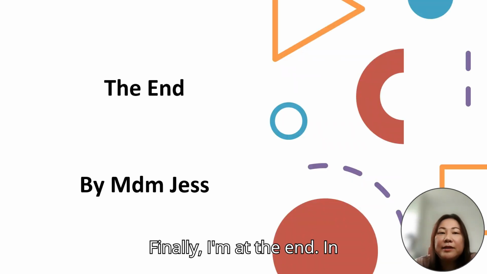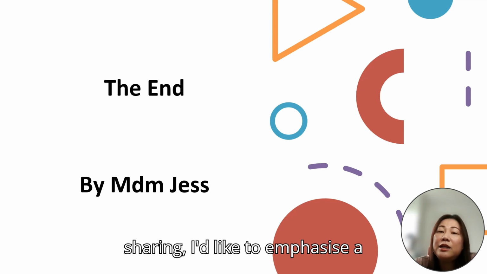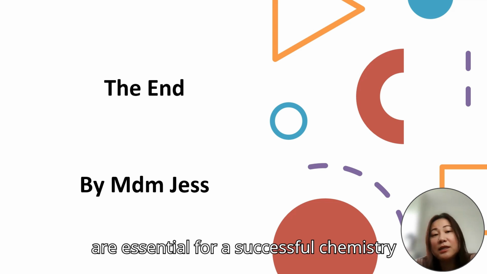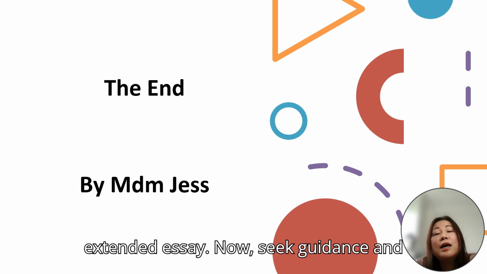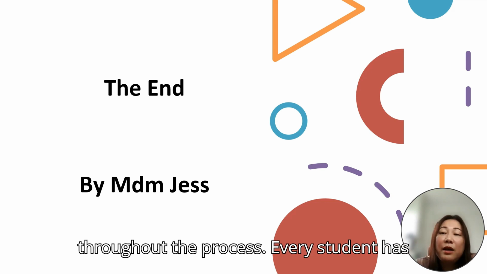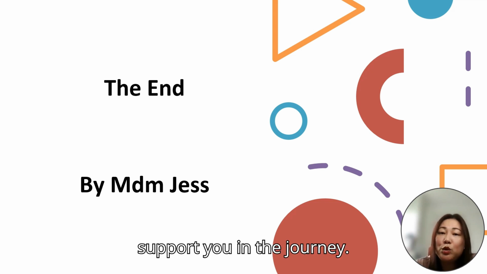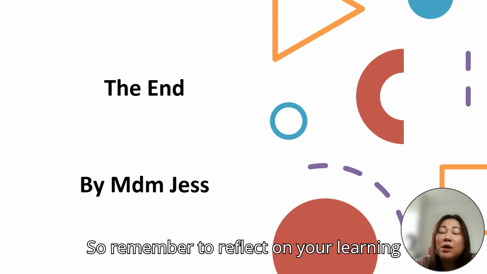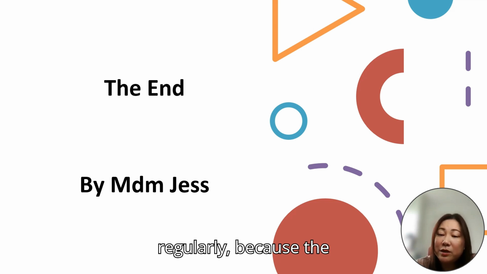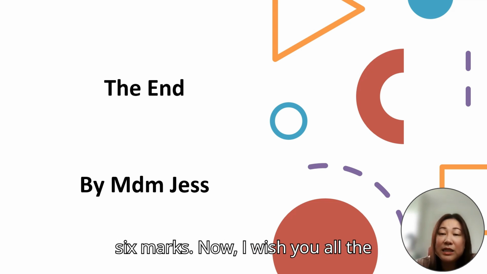Finally, I'm at the end. In conclusion, as I end my presentation, I would like to emphasize that thorough research and critical thinking are essential for a successful chemistry extended essay. Seek guidance and feedback from your EE supervisor throughout the process. Every student has an assigned EE supervisor to support you in the journey. Remember to reflect on your learning journey as well and manage it regularly, because the reflections also carry a weightage of 6 marks.